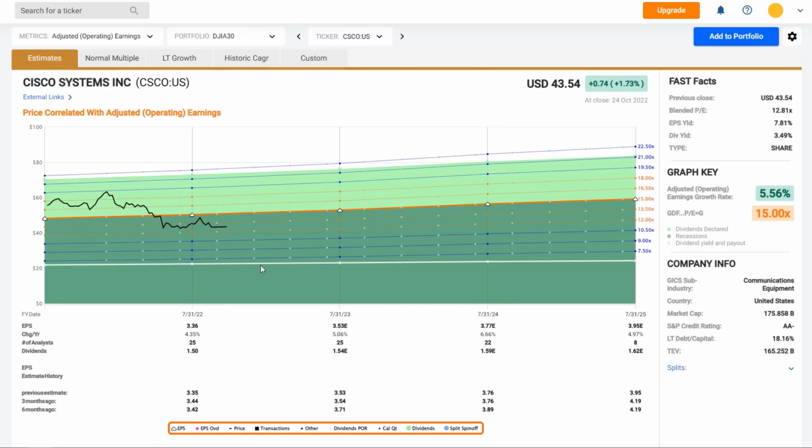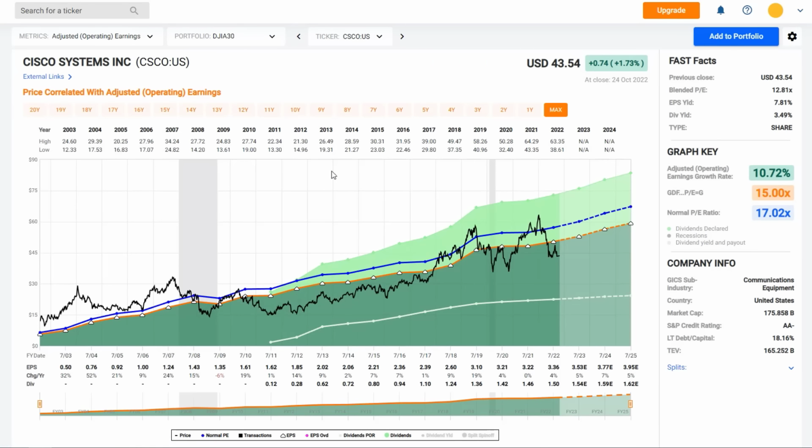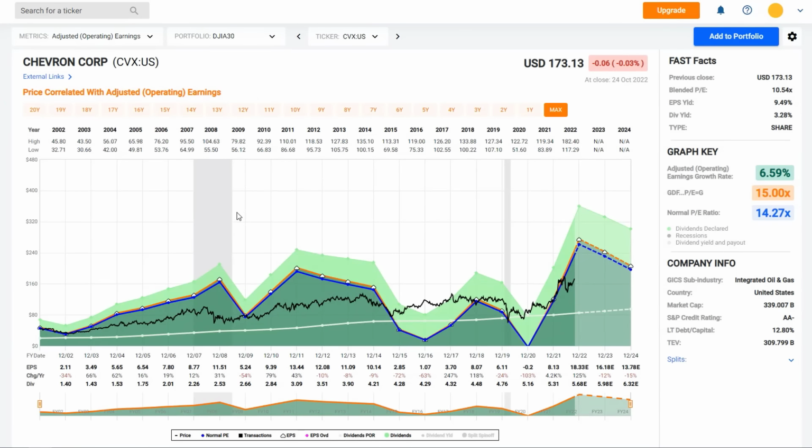But because of the margin of safety given here, and the stock is so inexpensive, it does offer potential to make double-digit returns or higher over the next 2, 3, or 4 years if you were buying Cisco at these low valuations today. The next stock is Chevron.